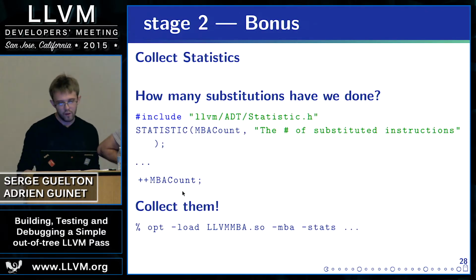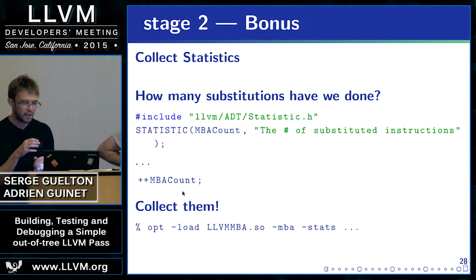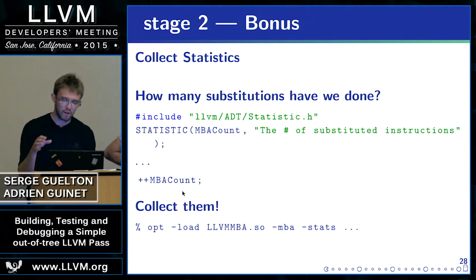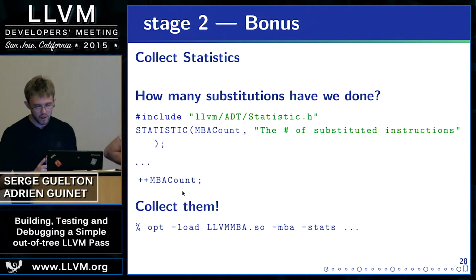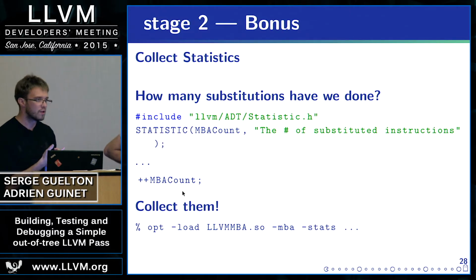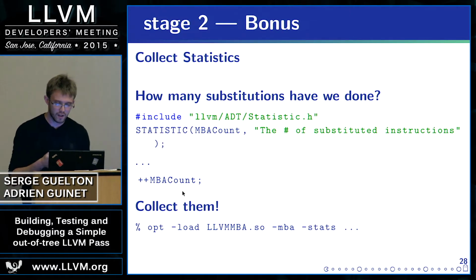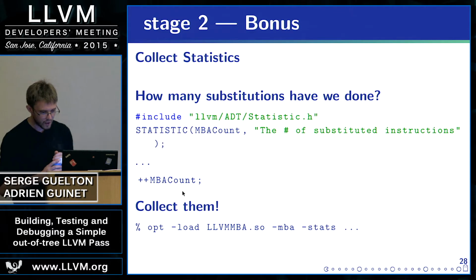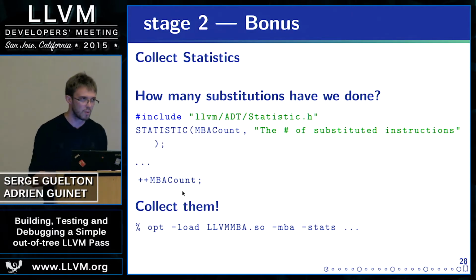So that's it for the test, and how you develop a pass and how you can modify LLVM in place and so on. Now there are some bonus things you can do while you're developing your pass that are really interesting. The first one is how you can collect statistics about what's going on.